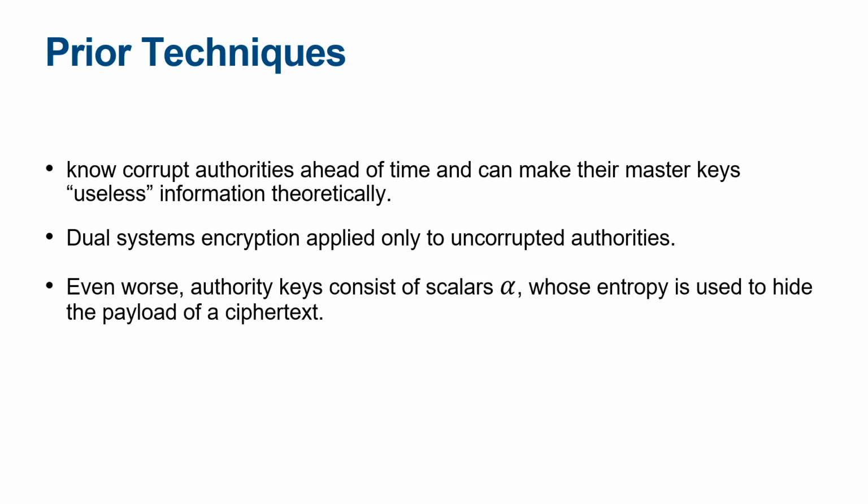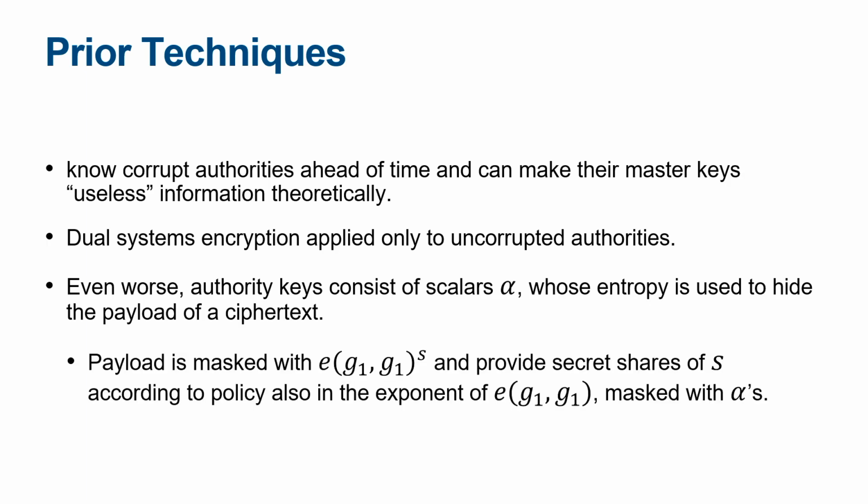But actually there is a technical reason why their scheme could not be made adaptively secure, even if you ignore the fact that these corrupted authorities were routed around. If you look at how their scheme works, the authority keys are just scalars. It's some number that they called alpha in all of these works, and the randomness from this number is used to hide the payload of messages. In a couple more words, you take the message, you hash it, you mask it with something like e(g,g)^s, and then you also provide secret sharings of s masked with alpha.